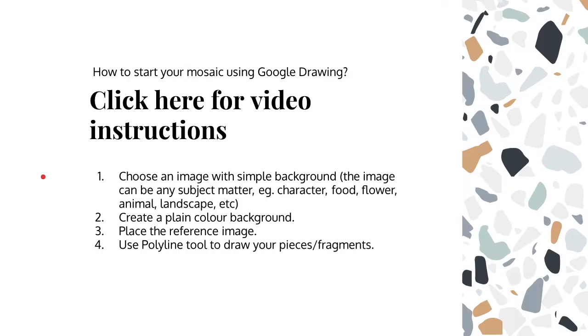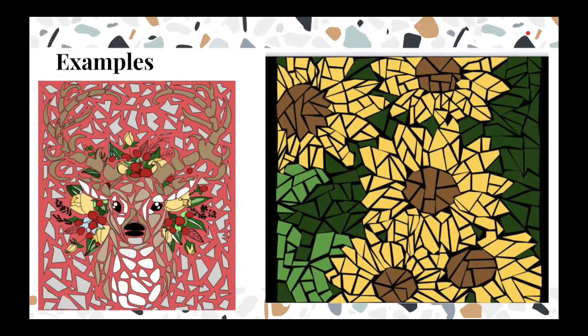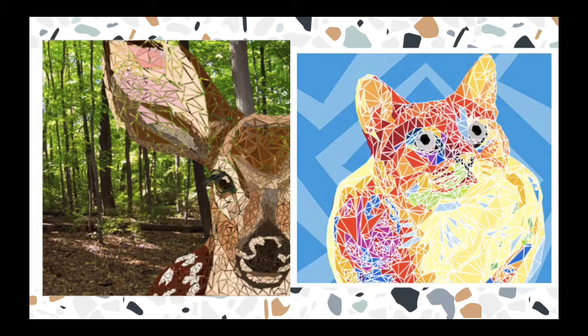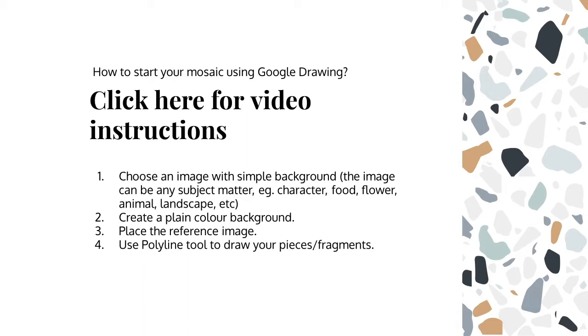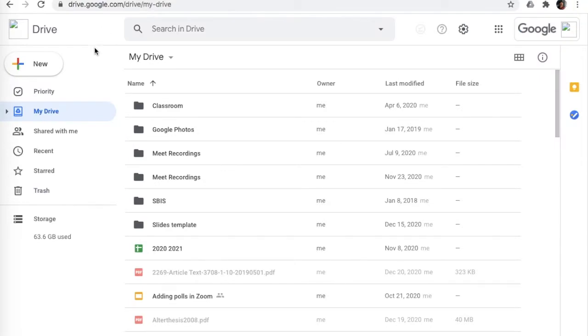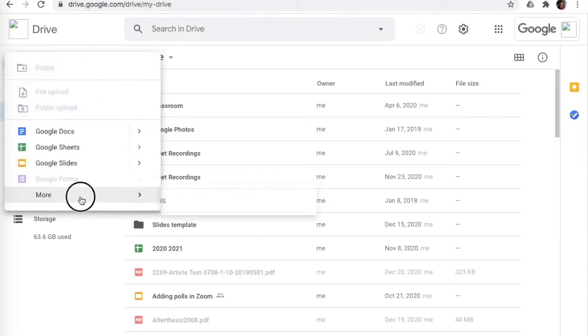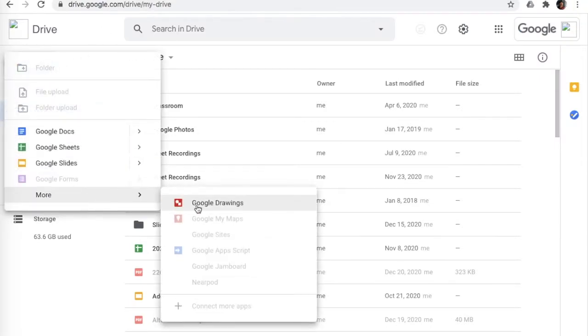Once you're familiar with those terms, let's start making our own mosaic using Google Drawing. First, you want to find an image with some simple background. Your subject matter could be anything, could be your favorite character, your favorite dish, flower, animals, or landscape, etc. Once you have found and downloaded your reference image, let's open up Google Drawing by going to Google Drive. On the home page of Google Drive, click on the New button and go down and look for Google Drawing.